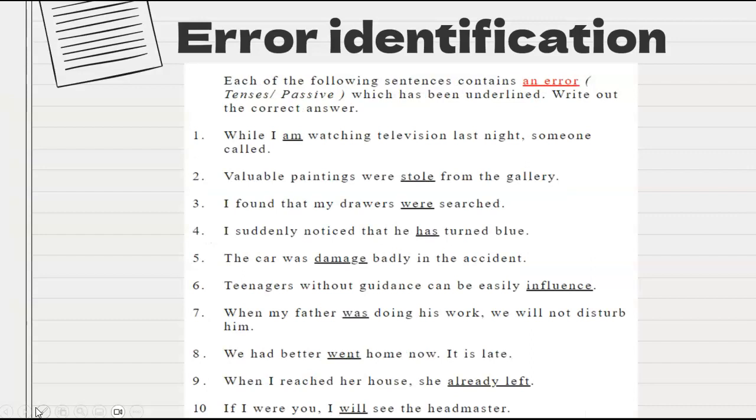And for this one, it says each of the following sentences contains an error, but it is related to tenses and it is related to passive voice. Now write out the correct answer. That means write down the correct sentence or the sentence corrected. For example, number 1: while I am watching television last night, someone called. So correct the sentence, each of them. And that's it.